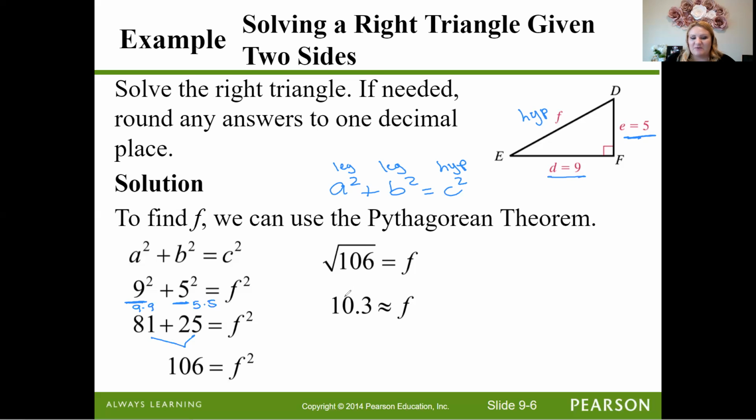You are going to take the square root because we don't want to know what f squared is. We want to know what f is. And the opposite of squaring something is taking the square root. So you can make yourself a little note.